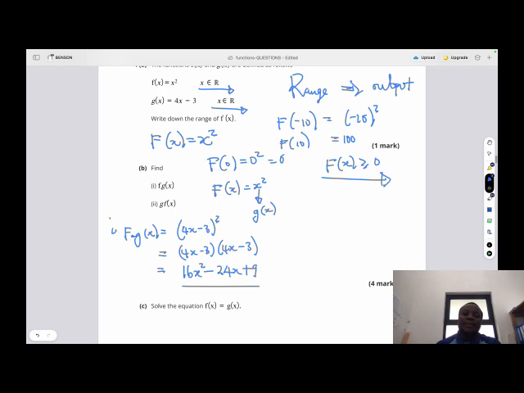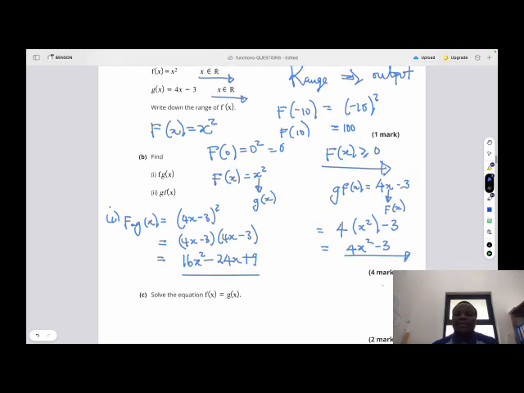Now b, which is part 2, is just the opposite. They say g of f of x, which means when we look at the g function, which is 4x minus 3, the x should become the f function, the f of x. So this will become 4, where there is x, I'm putting the f function, and then minus 3 like that. So this becomes 4x squared minus 3 like that. Okay, so this is just basic substitution. Now you can see, very simple, we've done this.